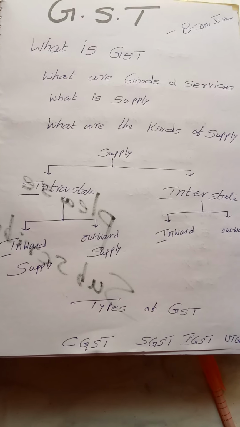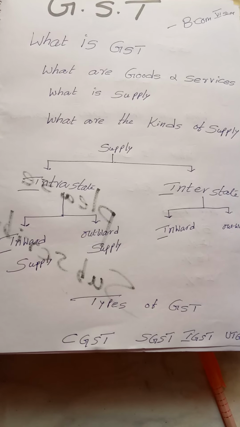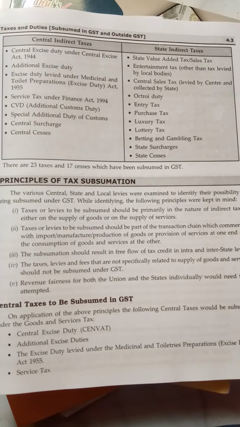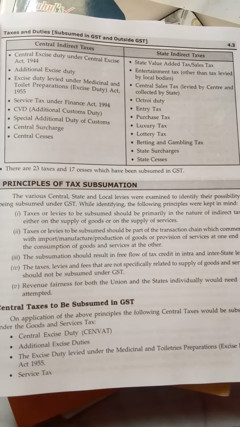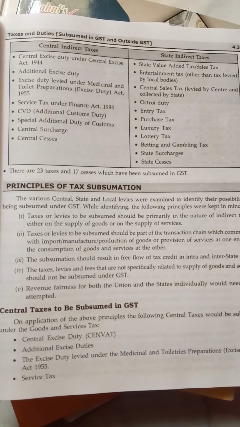Many indirect taxes of state government and central government are subsumed under GST. Here there is a list of taxes which are subsumed under GST. Means all the indirect taxes were merged under GST.